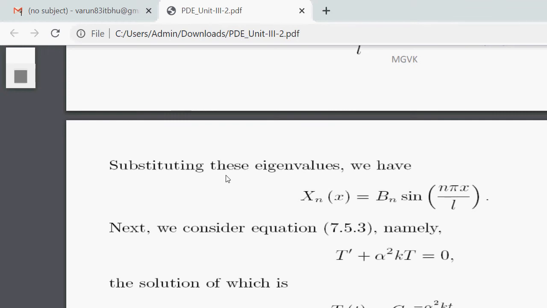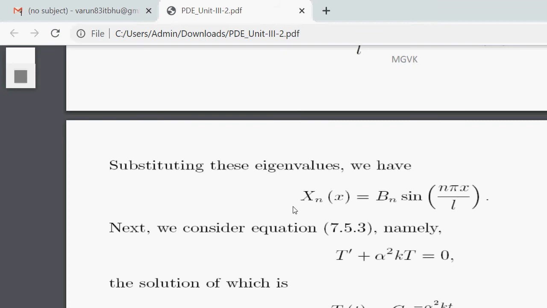The second differential equation is T' + alpha squared k T = 0. Now the solution of this differential equation is T(t) = C e to the power minus alpha squared kt. You transfer it to the right hand side, separate it, and apply the method of variable separable of a first order ordinary differential equation of first degree. Then you get the solution like this: T(t) = C e to the power minus alpha squared kt.